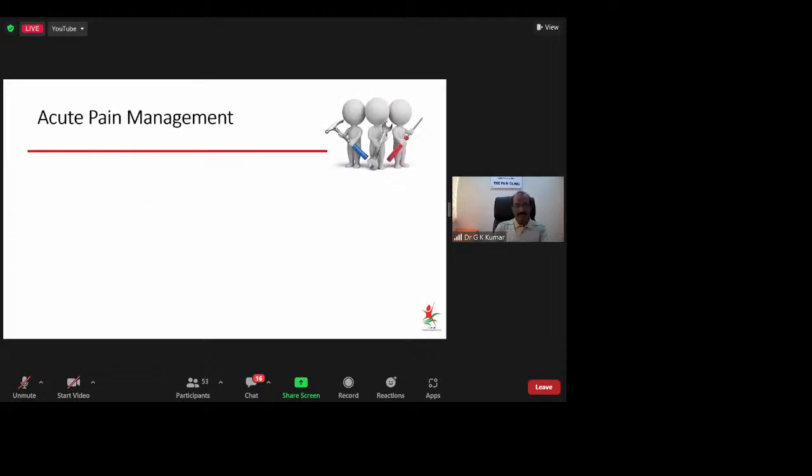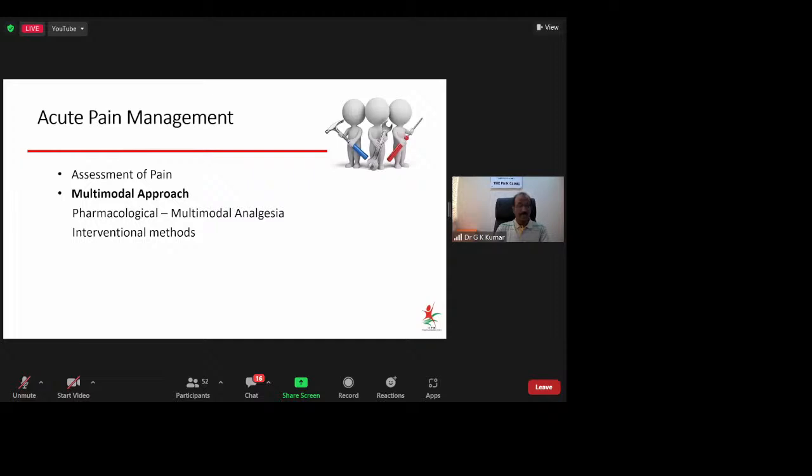So the acute pain management will be the multimodal approach. Before that, you have to assess the pain. Unless you assess the pain, you cannot gauge the magnitude of the pain. And unless you gauge the magnitude of the pain, it is very difficult to decide what drug is to be given, how much to be given, and what aggressive methods we have to go to beyond that. That's why the multimodal approach will help us to achieve acute pain management in full.